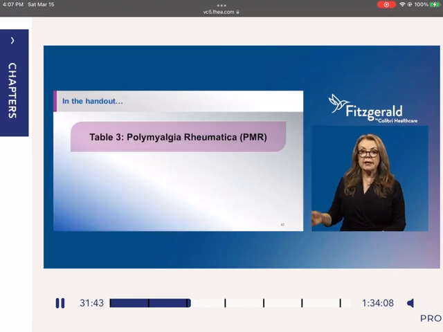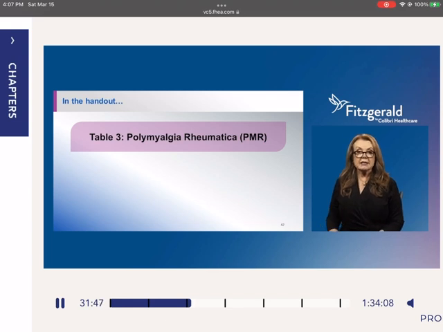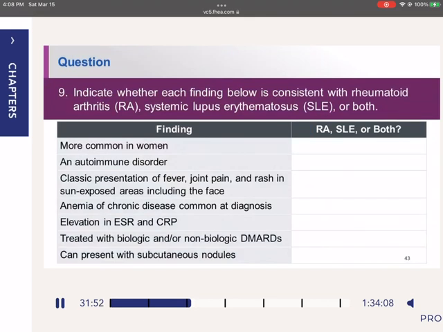And in your handout, there is a table on polymyalgia rheumatica. Please include that within your study. Question 9, indicate whether each of the following is consistent with RA, systemic lupus, or both.